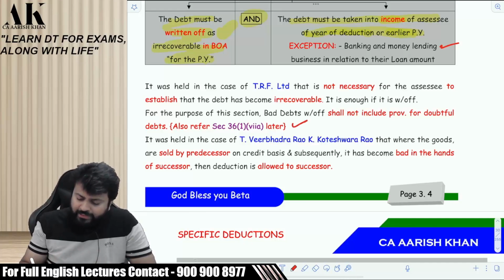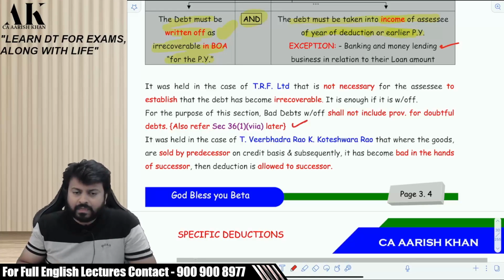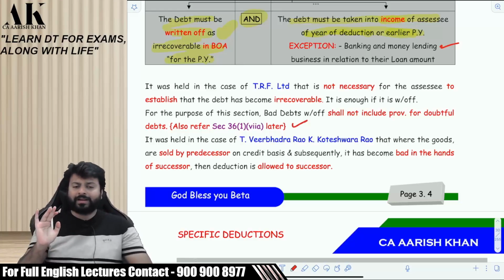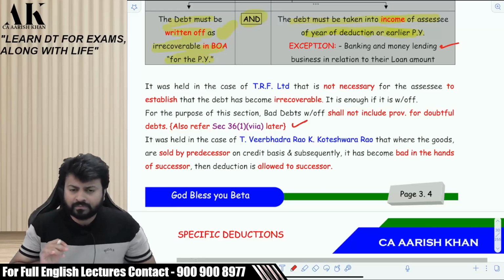Now, next one, you read it just very fast. This section only covers actual bad debts. It does not cover provision for bad debts, as I have told you earlier also. Right?